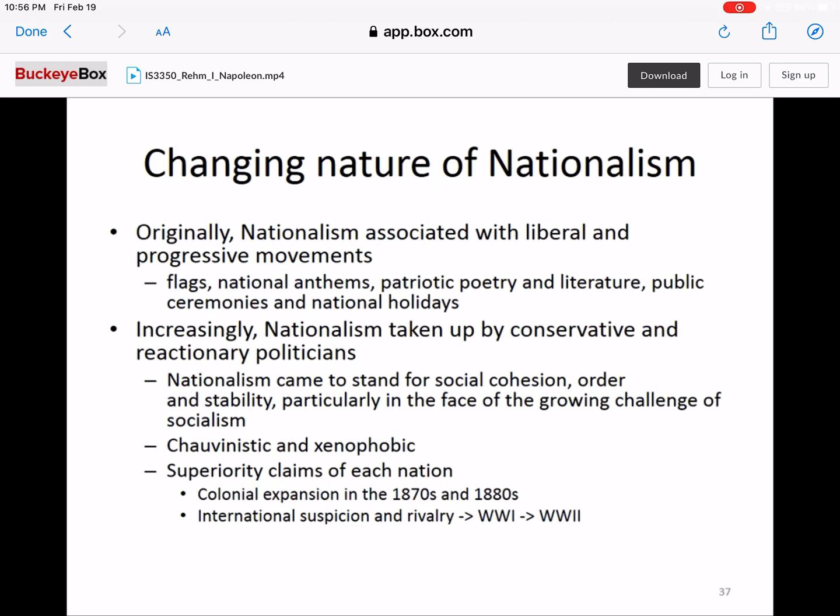It put a lot of weight on flags, national anthems, patriotic poetry and literature, public ceremonies and national holidays and such. However, increasingly nationalism will be taken over historically by conservative and reactionary politicians, and they will stress social cohesion, order and stability, and they will present nationalism as an alternative to the growing challenge of socialism. In its more extreme forms, nationalism becomes chauvinistic and xenophobic, and it's a small step then to superiority claims of each nation. And we will see these claims in the 19th and 20th century, and in many ways we see in World War I the culmination of nationalism.